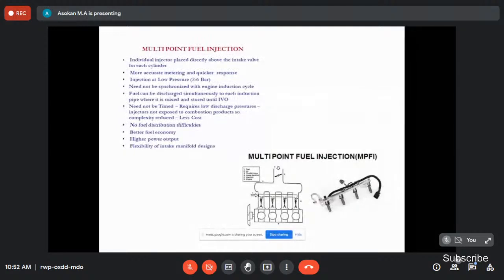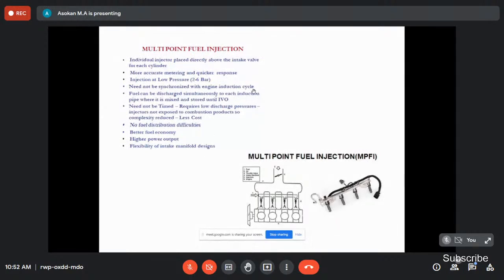So this air is coming from the inlet manifold. Then the air and the fuel mix, and the mixture is already available, waiting outside of each cylinder. Whenever there is suction, the mixture enters into the cylinder, right? So before induction, the air-fuel mixture is ready outside of the cylinder. For each cylinder there will be one injector. The injection pressure is also low, 2 to 6 bar is required, synchronized with the engine induction cycle.